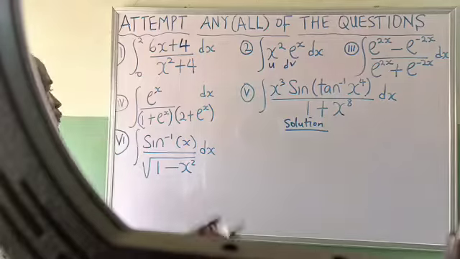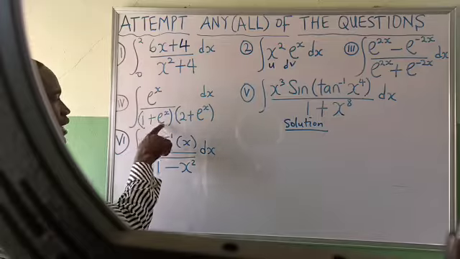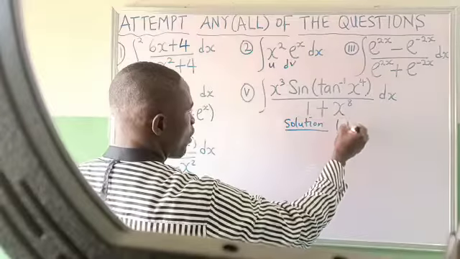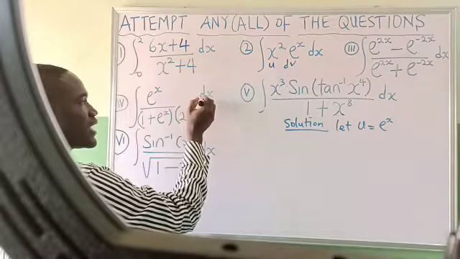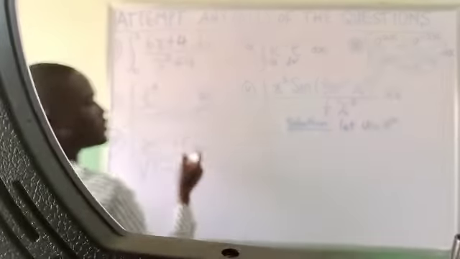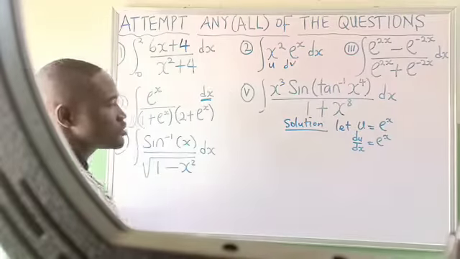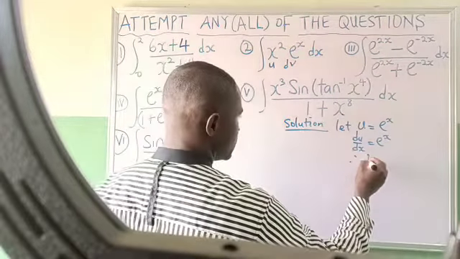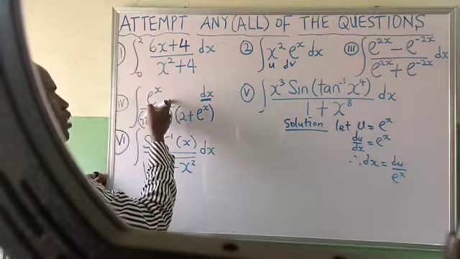To solve question number 4, which is this one, you can see exponential x and the dx. Because of that, we say let our u be equal to exponential x, so that we know what we are doing. Let's see if we can get the equivalent of the dx, and if that equivalent of the dx can cancel one of these. du dx will be equal to exponential x, because when you differentiate exponential x, it gives you exponential x. Therefore, dx is equal to du over exponential x.